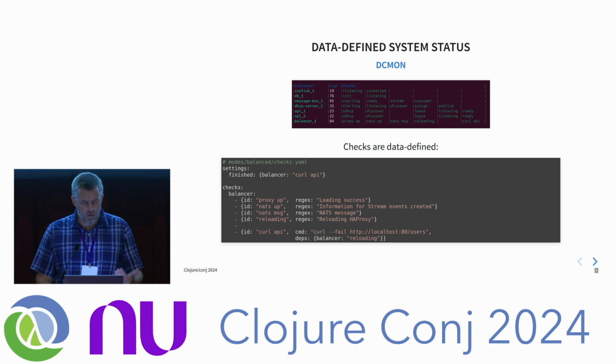Most of the top 4 there are basically regex matches on the log output from that container. What I'm showing here is just the checks for the balancer service. So we can do regex matching on logs from that service. It also has support for running a command repeatedly that will basically turn the check green when it exits successfully.